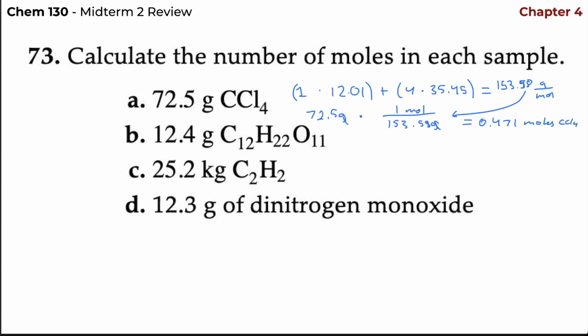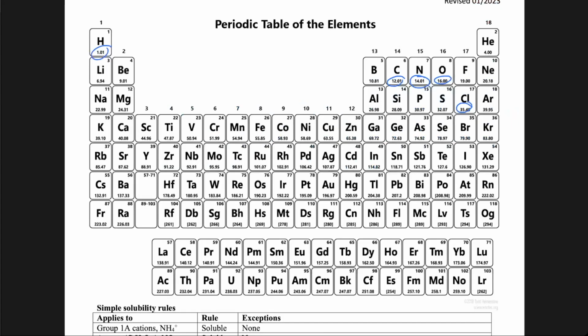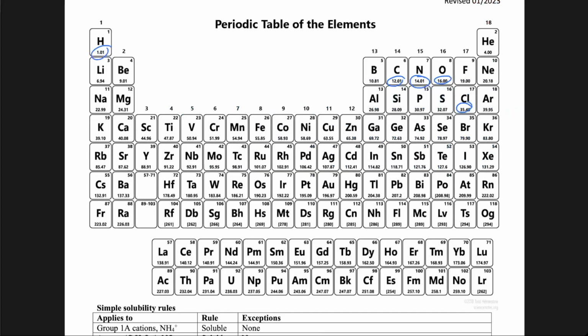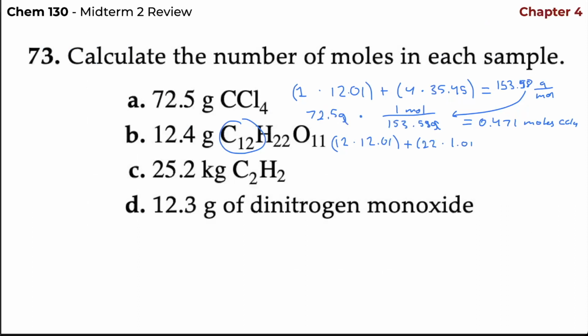I'll just do this one more time. And then you should know how to do it for the other two. So let's do this one, right? There's 12 of these. So do 12 times carbon's mass, which is 12.01, right? Then there's 22 of the next one, times the mass of hydrogen, which is 1.01, right? And then there's 11 of the next one times oxygen's mass, which is 16.